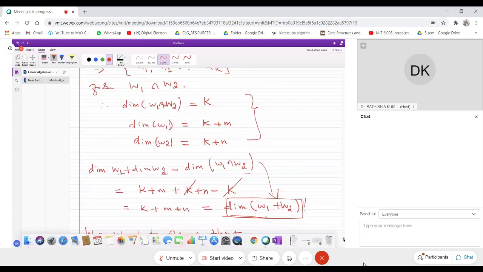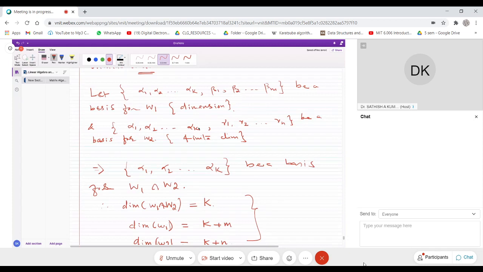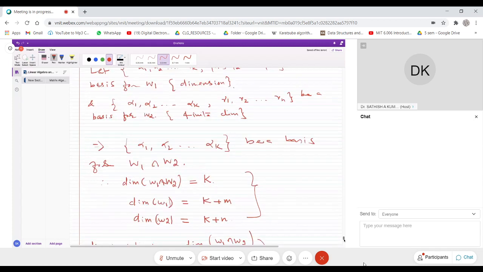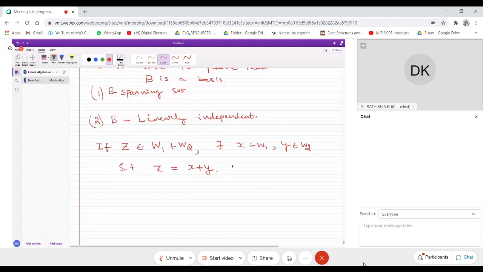So W1 will be the vectors alpha 1 to alpha k, beta 1 to beta m. W2 will be alpha 1 to alpha k, gamma 1 to gamma n. So there are intersections, but there is no problem. If you take x belonging to W1, x can be expressed as a linear combination of the vectors alpha 1 to beta m, and y can be expressed as a linear combination of alpha 1 to gamma n. So it is straightforward. Therefore z can be expressed as x plus y, which belongs to W1 plus W2, and z is a linear combination of those vectors. So the spanning set condition is okay: B is a spanning set.